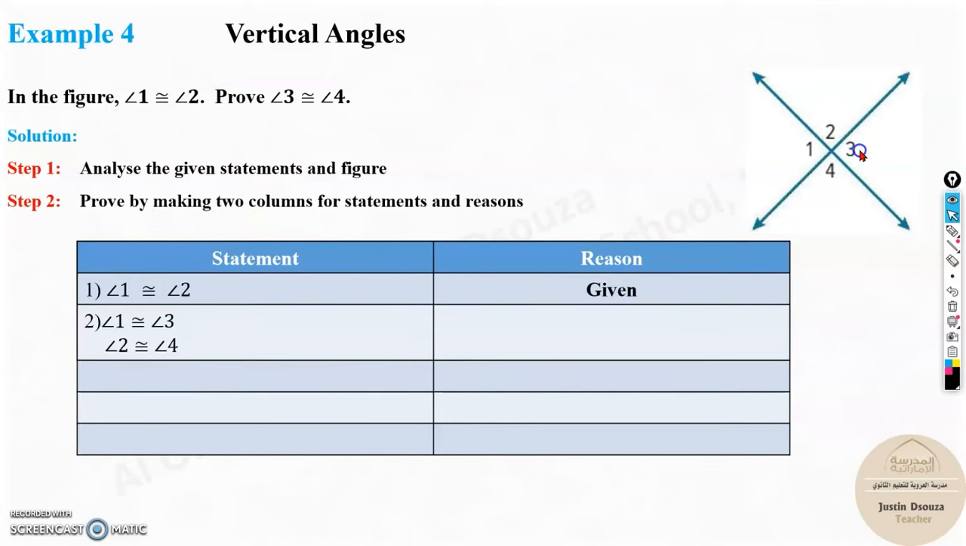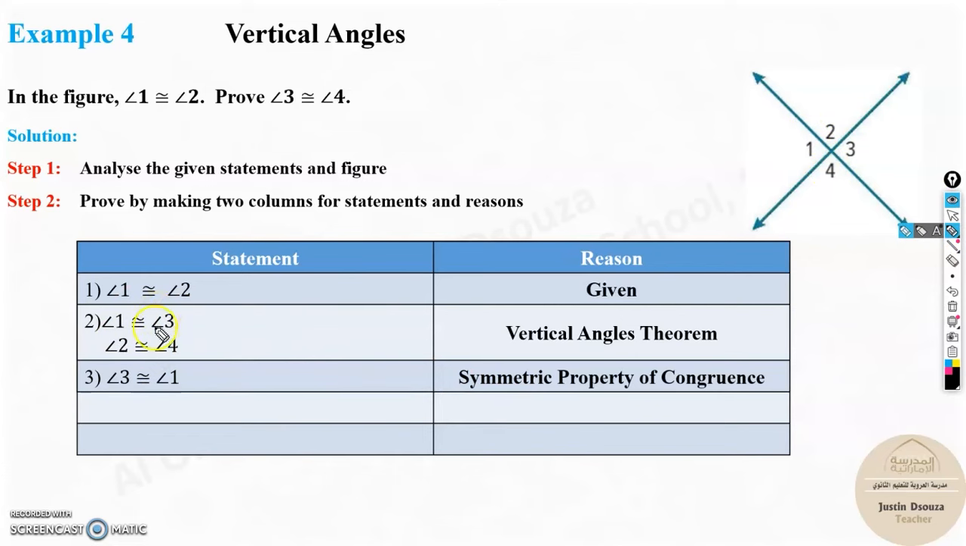What are the next things? We know 1 and 3. See, 3 and 4, it's what we have to prove. That we'll prove in a while. But because these are vertical angles, we know 1 and 3 and 2 and 4 are congruent. That is from the vertical angles theorem. Okay, so what next? 3 and 1 are congruent because vertical angles, right? And now this is what we have written as symmetrical, because over here 1 and 3 was written. Now we just swap them. 3 and 1, this is the symmetric property.